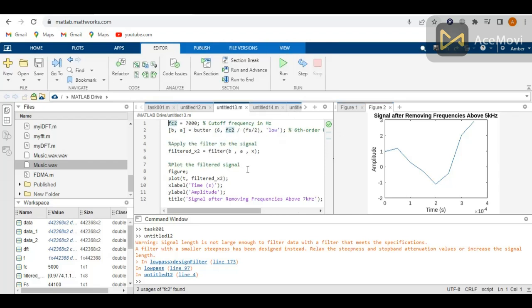Next is the second cutoff frequency, which is 7k Hz, which is also given. So I have taken this signal, and then I have applied the filter. After removing this frequency, we will observe a further reduction in high frequency components compared to the previous case, and the resulting signal will have even smoother variations and potentially lose more higher frequencies. You can see this in the figure.